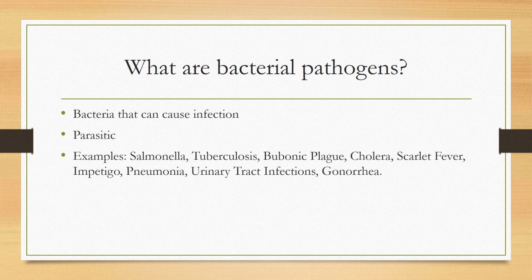What are bacterial pathogens? When you put both bacteria and pathogens together, essentially they are bacteria that can cause infection. They are parasitic, and some examples that we will be talking about are Salmonella, tuberculosis, the bubonic plague, cholera, scarlet fever, impetigo, pneumonia, urinary tract infections, and gonorrhea.